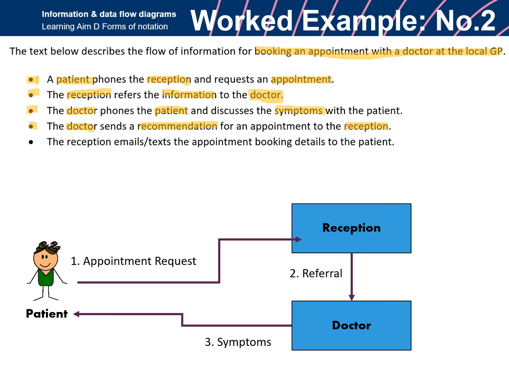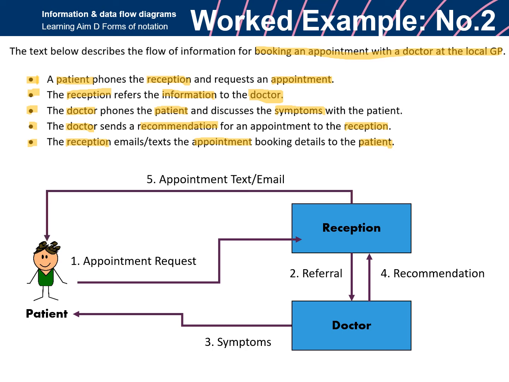So the information is going from the doctor to the reception team, and their recommendation is the data that's being sent across. And in our final stage, part 5, the reception team will then email or text the appointment booking to the patient. So we're going from the reception team to the patient, and the 5th part will be the booking of the appointment.